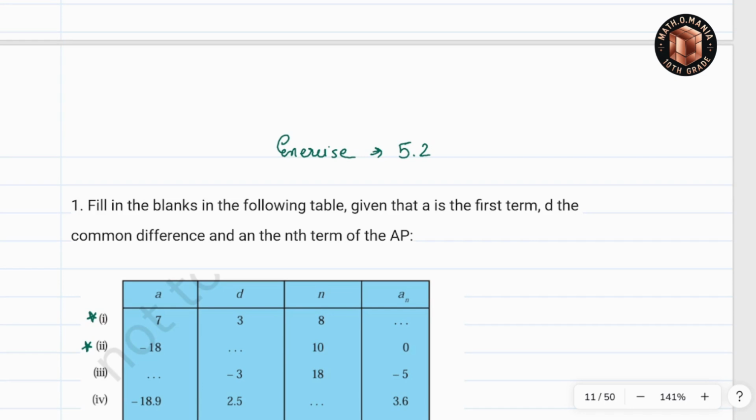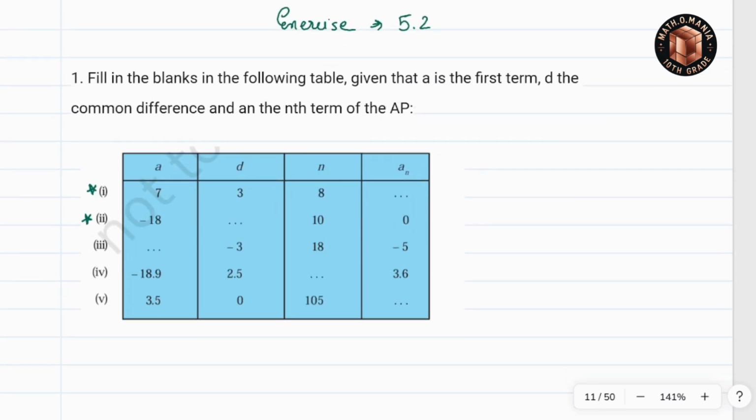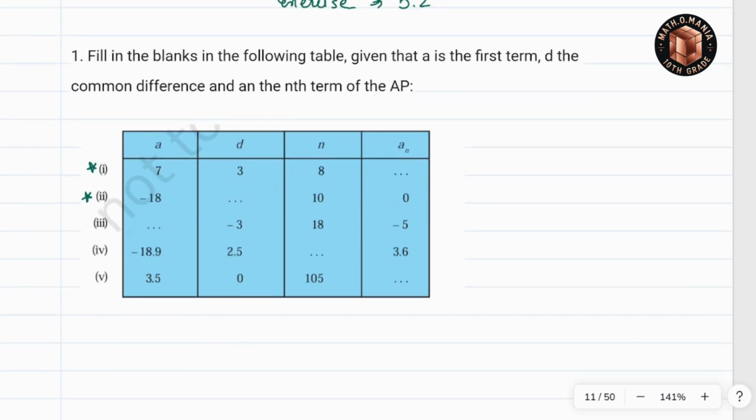Now let's do exercise 5.2. In that, let us do the first question. Fill in the blanks in the following table. Given that A is the first term, D is the common difference, and An is the nth term of the AP, n is the number of terms.